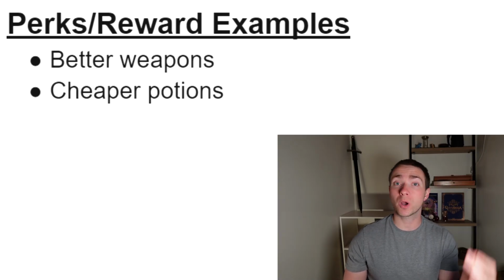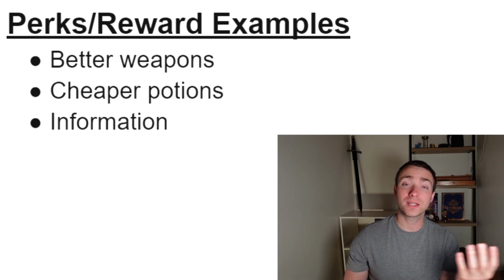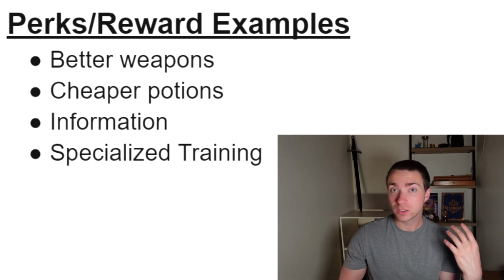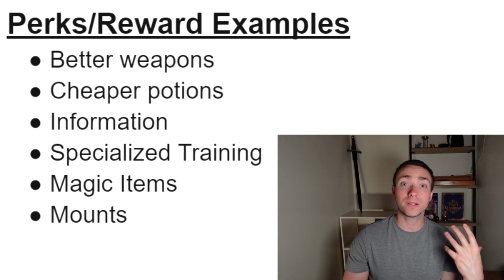Again, you want to have a sense of progression where it's very clear that the higher ranks they get, the more serious and important the missions are that they go on. Likewise, a huge part of increasing rank in a faction and getting more responsibility is the awesome perks that come with it. Again, try to come up with a few different possible perks or rewards that would be available to members at each of the different tier levels or ranks. And this could be better weapons, cheaper potions, or information. And eventually they might get specialized training, magic, awesome items, or even mounts.